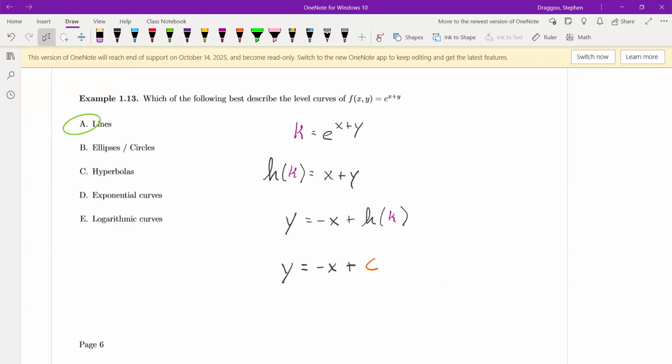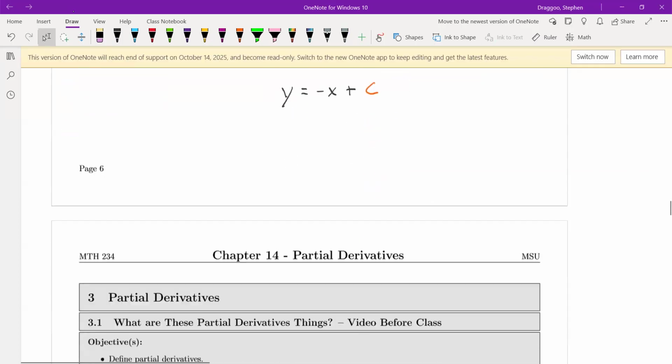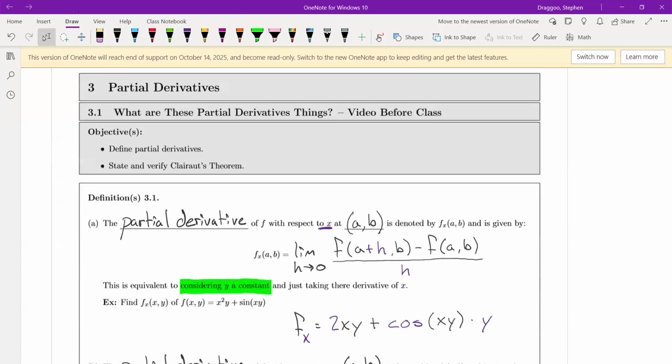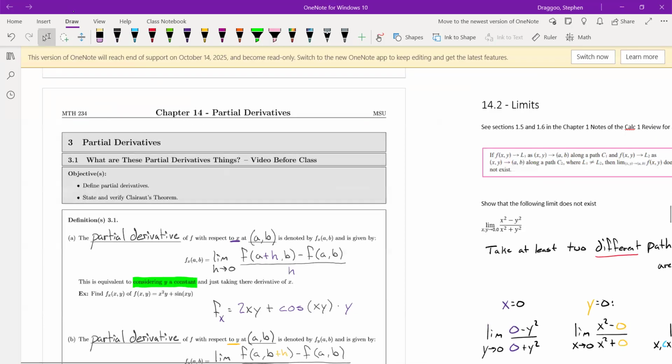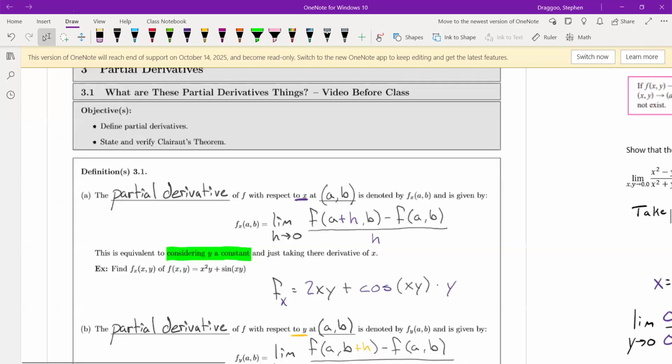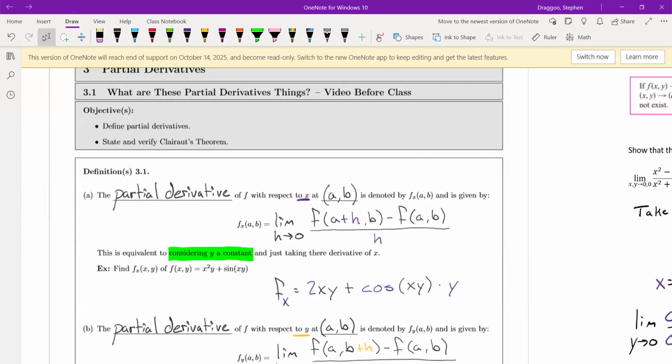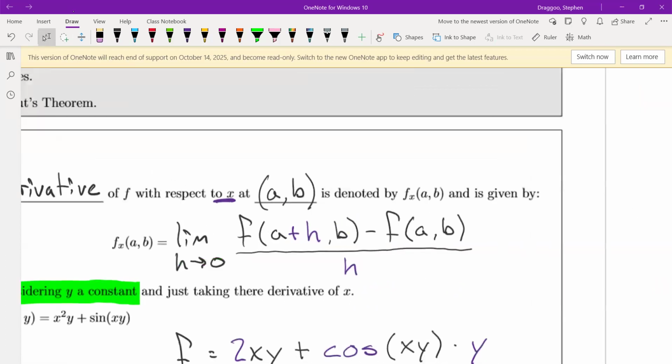So that's our quick crash course in the introduction to multivariable functions. We're also going to add in partial derivatives. All right, so here we go. A partial derivative of f with respect to x at (a, b) is denoted by f sub x of (a, b). So we're going to just use those little subscripts to represent our partial derivatives.